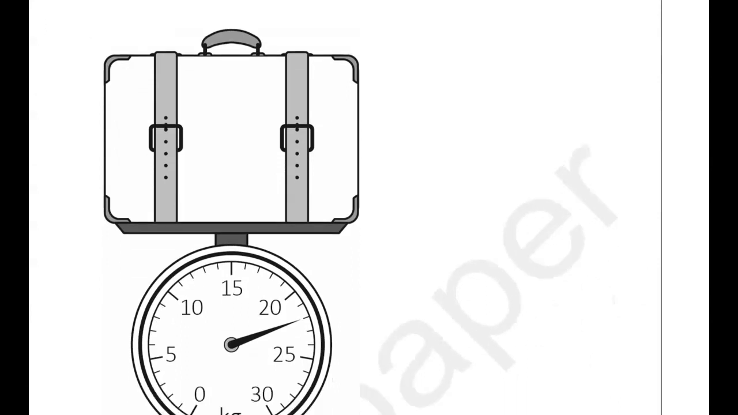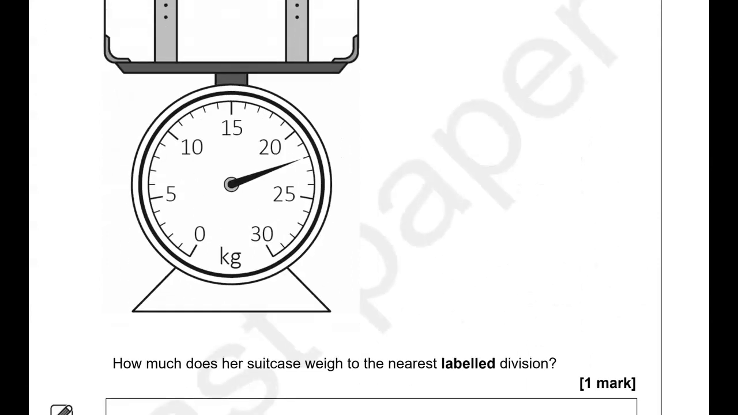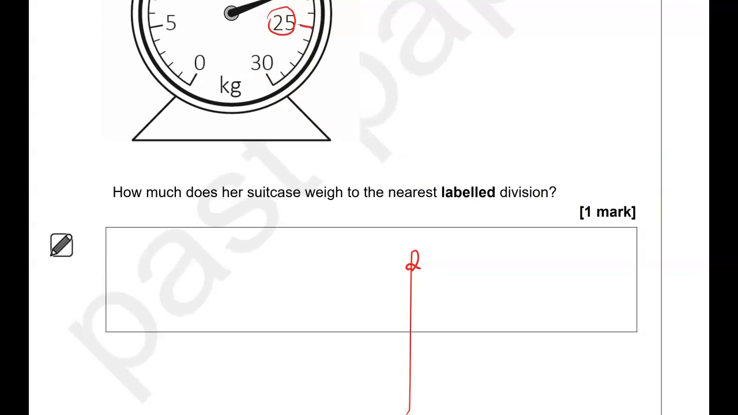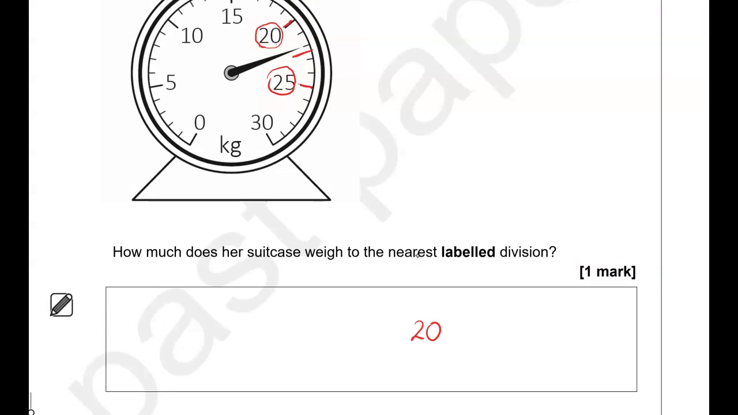Claire weighs her suitcase. How much does the suitcase weigh to the nearest labelled division? So it is in between 20 and 25. Labelled means we've got these numbers given to us. So which one is this closer to, 20 or 25? That would be halfway between the two, so it is closer to 20. So 20 kilograms.